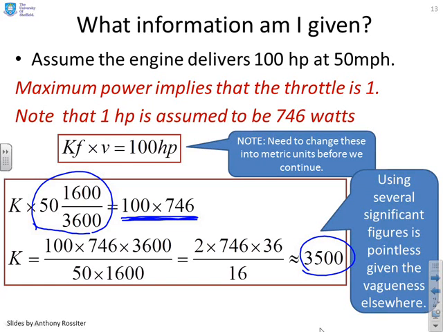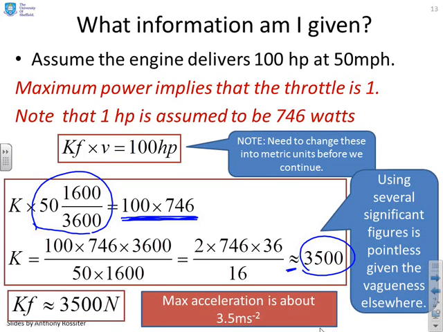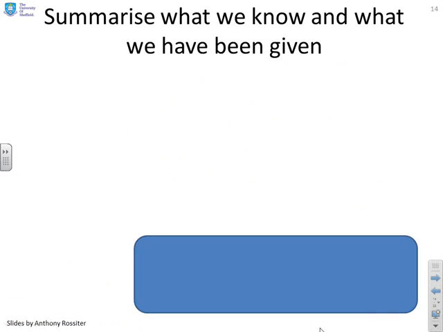Now again, you'll notice the use of approximate, because there is no point giving lots of significant figures in decimal places given the approximations we've done elsewhere. So what have we got? Kf is approximately 3,500 newtons, so the maximum force on the road is about 3,500 newtons. And what that means, given that the car weighs a ton, is the maximum acceleration is about 3.5 meters per second squared. So what do I need to do now?